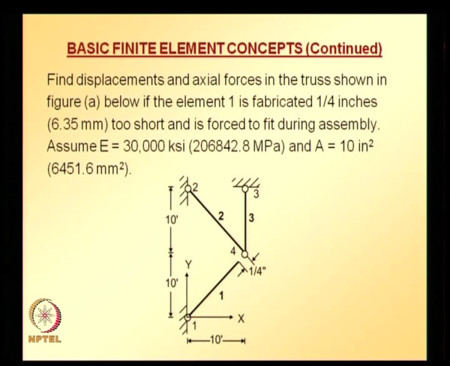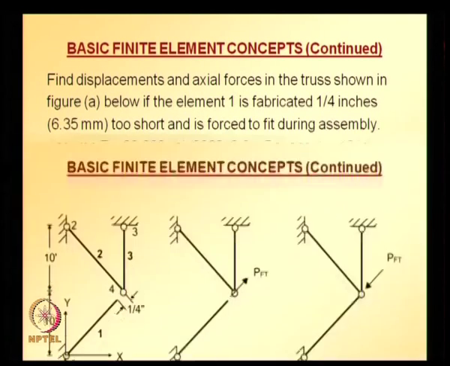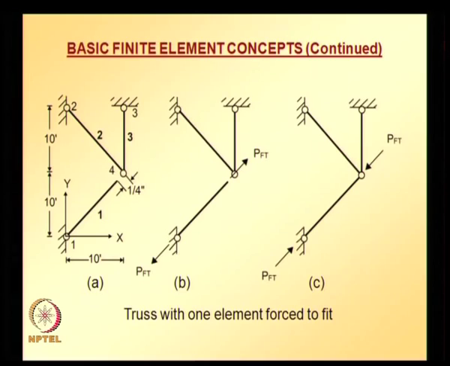Material properties are given, E and cross sectional area of members, all members are of same cross sectional area and they are given in the problem statement, and here 10 is feet. So, the dimensions are indicated there. And let us see what this member is going to do.